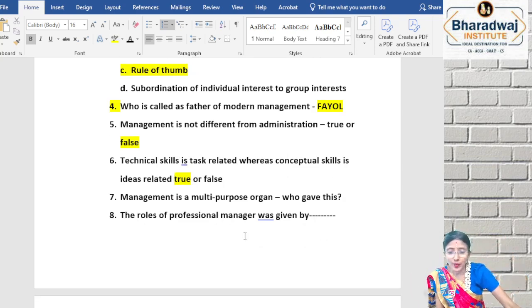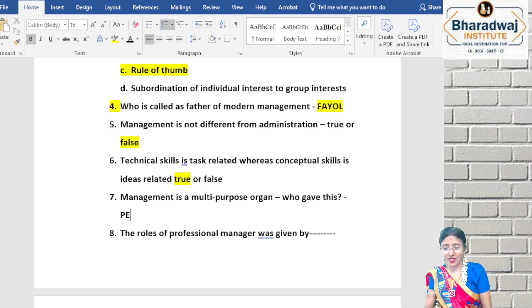Management is a multi-purpose organ. Who gave this? I gave it in the first quiz also. I've seen this in the scanner. 2-3 times I've asked this. Just recollect some names. I'm not saying give me the perfect name. Actually, this is not a difficult name. It is very familiar to you. Peter Drucker. It's not difficult to remember.